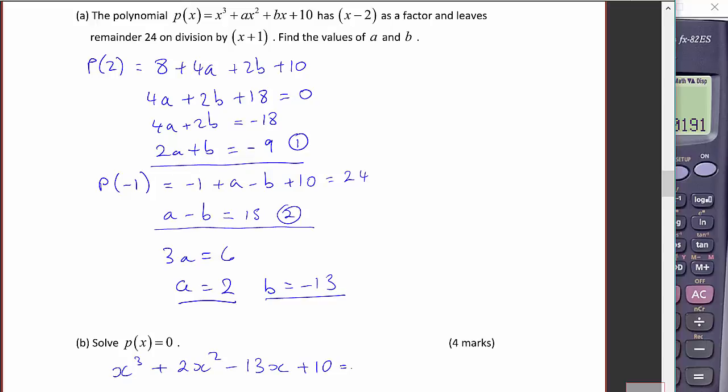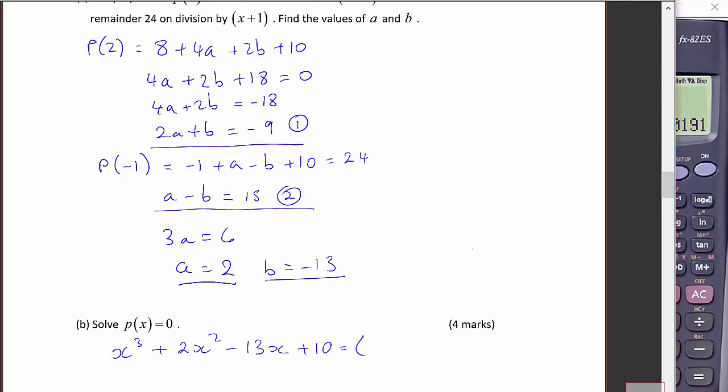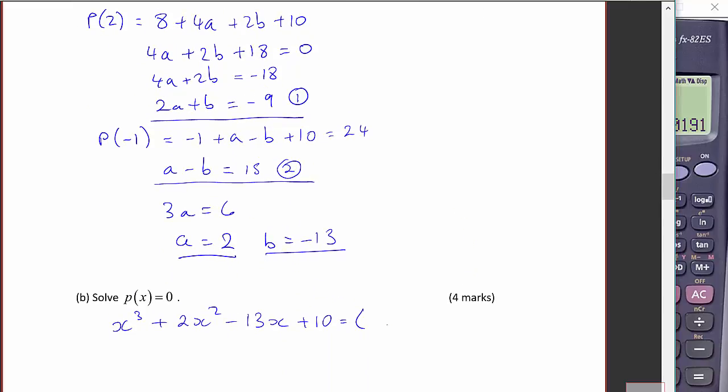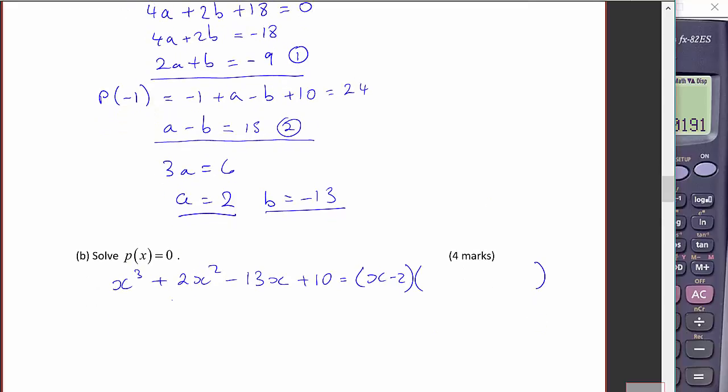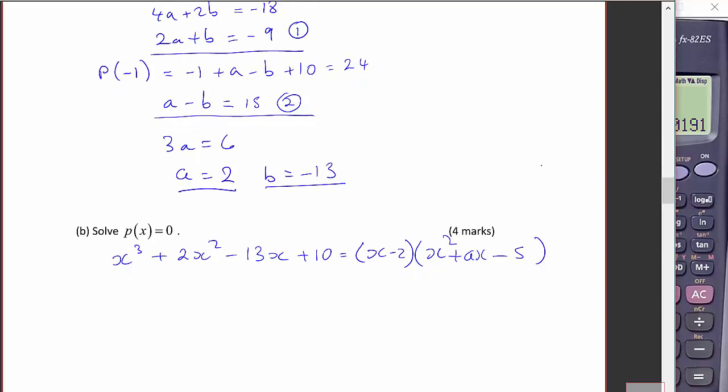plus 10, and we know that that would be equal to, x minus 2 is a factor, then we need a quadratic, and to get x cubed here we need x squared, to get plus 10 we need minus 5, and there'll be an ax in the middle.